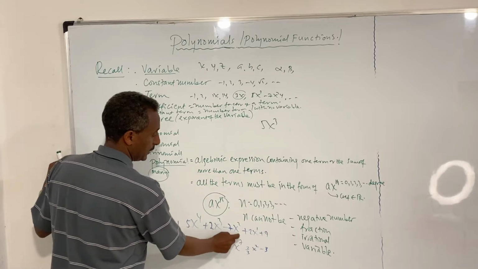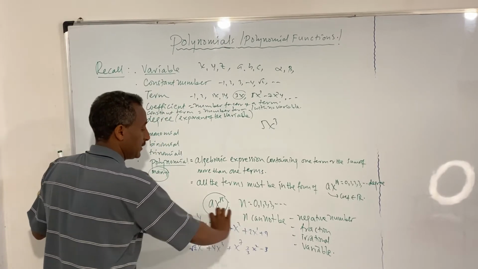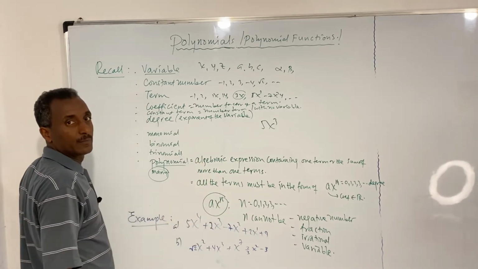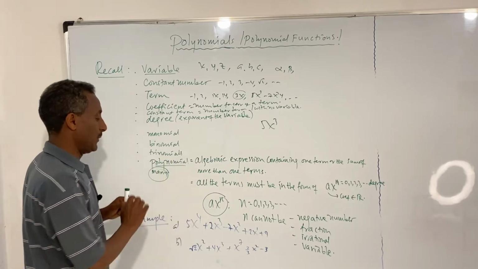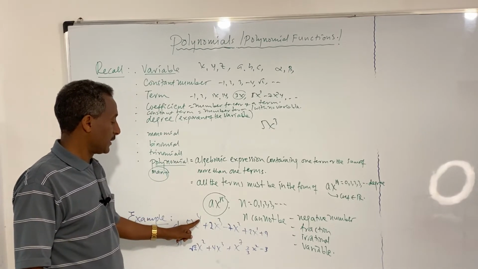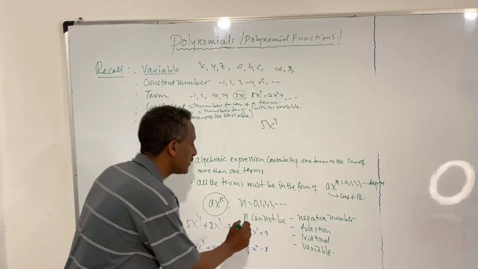How many terms does it have? 1, 2, 3, 4, 5, connected with plus and minus. So this is a chain of terms satisfying this condition, so it's a polynomial. What are the degrees here? The degree is 4, here 3, here 2, here 1, here 0.